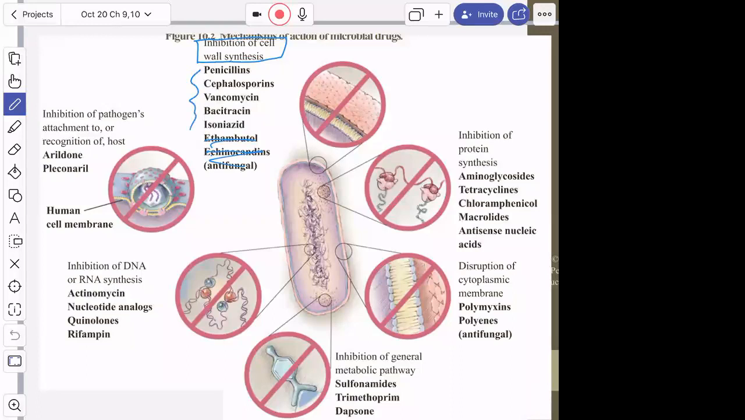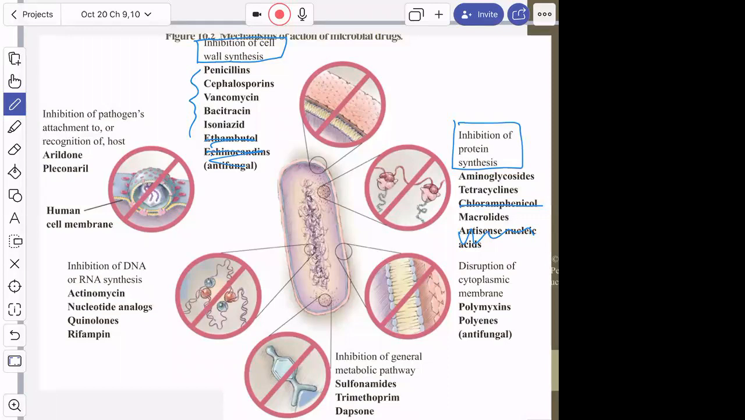The next biggest category is drugs that inhibit protein synthesis. Because remember, bacteria have a slightly different structure on their ribosomes. They're 70S ribosomes instead of our 80S ribosomes. We typically get a few more side effects from those drugs because the structure is similar, but different enough that we can exploit that. We're not going to worry about the antisense nucleic acid ones or the chloramphenicol, but we will be mentioning those other ones.